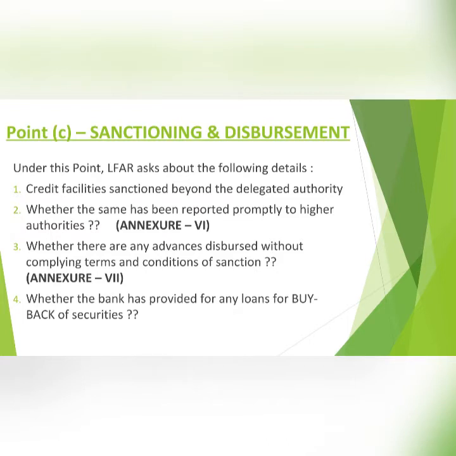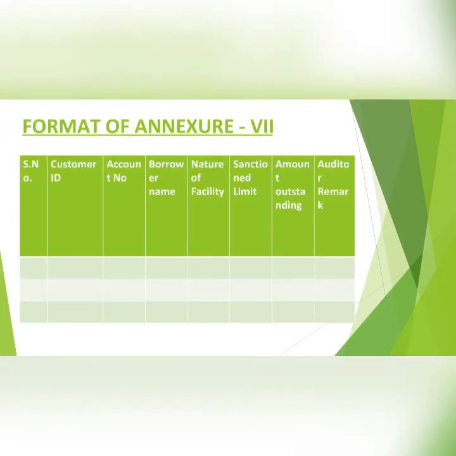Then comes the third and last clause of Sanction and Disbursement, which asks about the loans given for buyback of securities. We need to understand the bank policies and RBI guidelines regarding the same, that whether that branch is permitted to provide loan for buyback of securities. We should also cross-check the same with the branch manager.